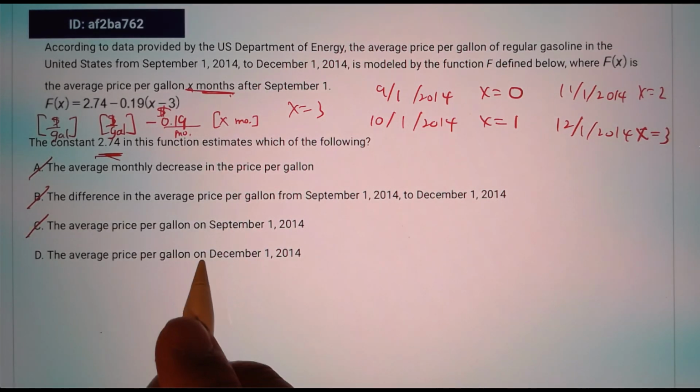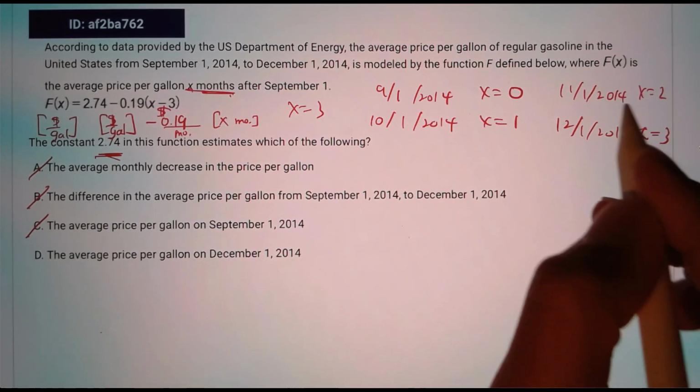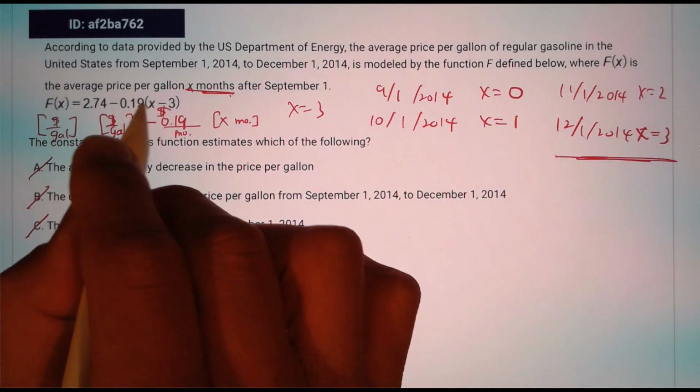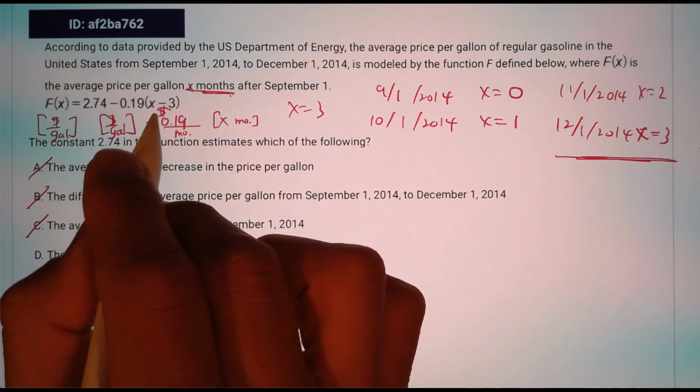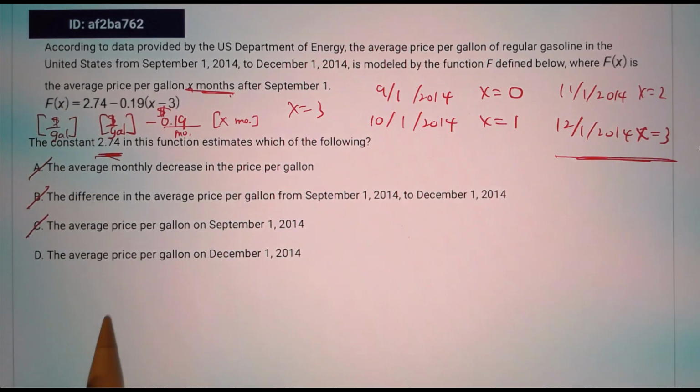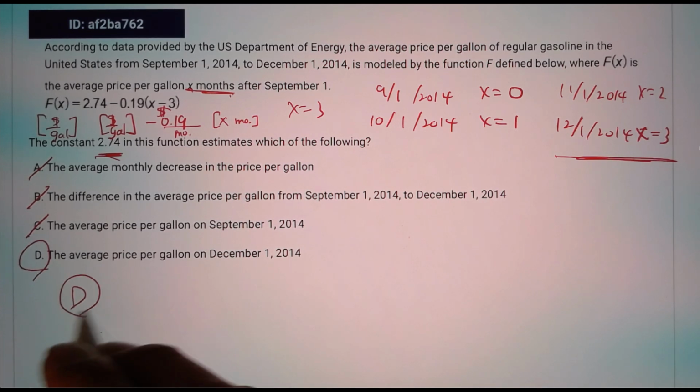It's this one. Why is it December 1st? Because I just showed you guys that December 1st is x equals 3. When you put x equals 3, this entire expression goes to 0, and therefore that leaves you with 2.74, and hence the answer is D. Tricky one.